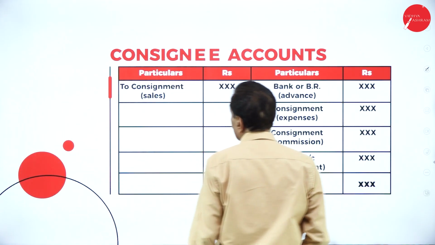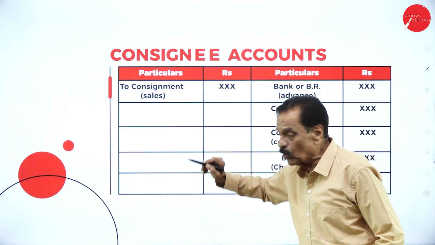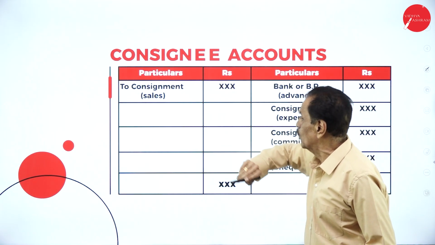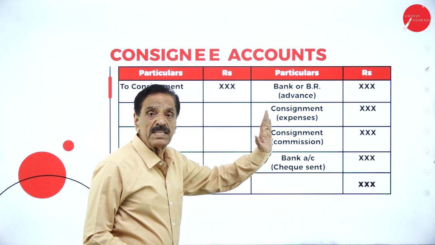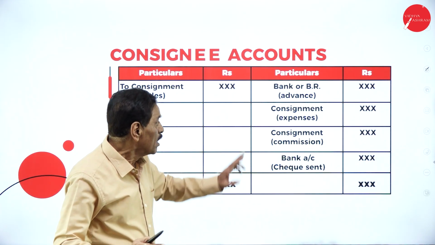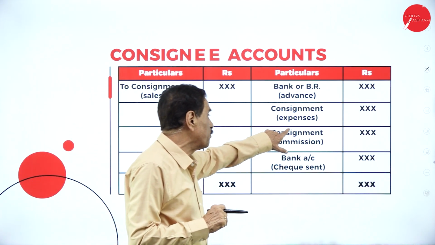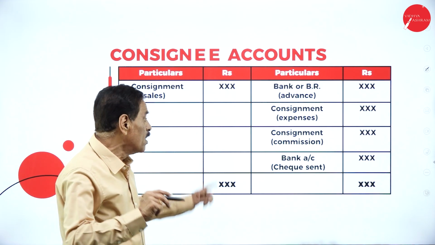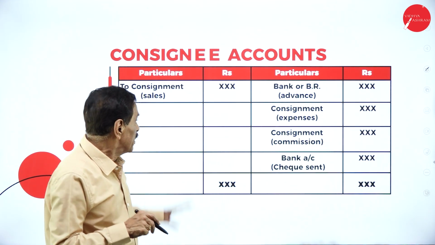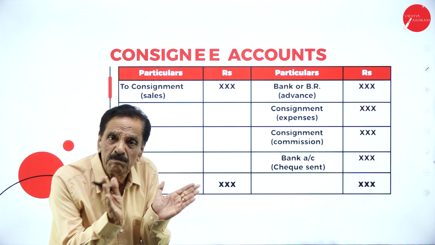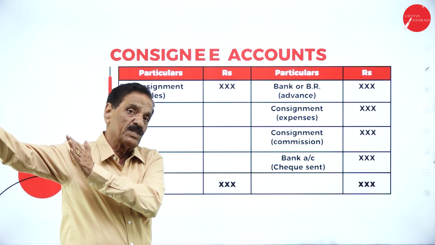I will explain. This is the consignee account. When the goods have been sold, the entire sale amount lies with the consignee. Whatever the advance given by the consignee will be deducted. Whatever the expenses met by the consignee on behalf of the consignor should be deducted. Whatever the commission payable to the consignee also should be deducted. From the sale, whatever the balance left over, that will be sent by the consignee to the consignor.